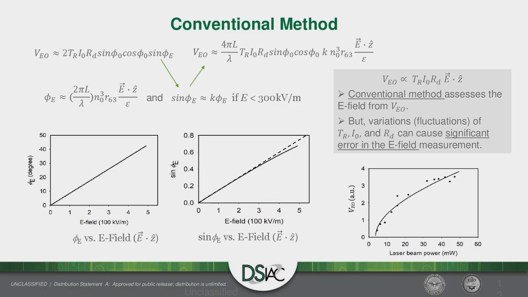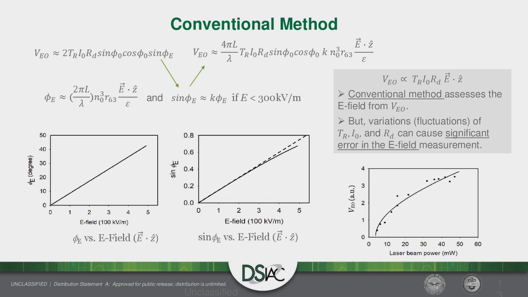Now, the EO signal goes like a sine phi E function. So it's nonlinear, but if phi E is small, not very big, for example here about 300 kilovolt, below 300 kilovolt, it's basically almost linear. So we replace it with a K phi E linear term, then this EO signal looks like this. And these are basically constant and related to material parameters. So basically, the EO voltage signal is proportional to the E field.